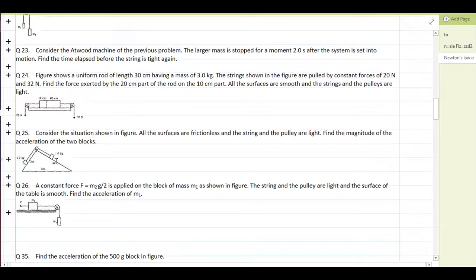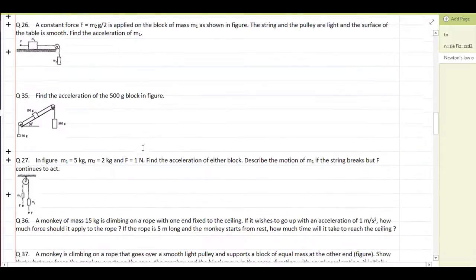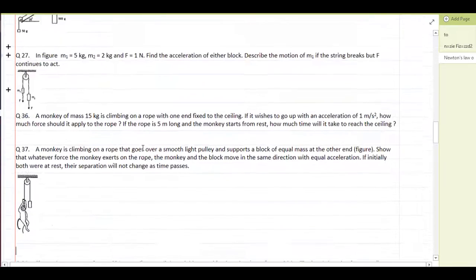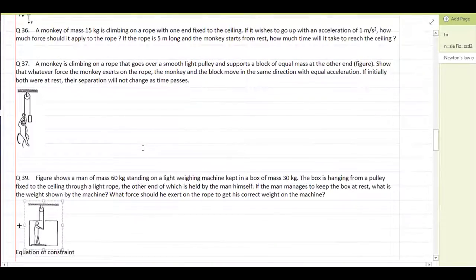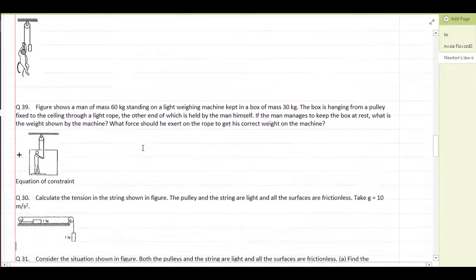Then we have the pulley problems given on an incline. Then you can see this kind of problem, where one is hanging and one is moving. So these are the different problems; you can see the diagram. These are the problems which we are going to discuss.